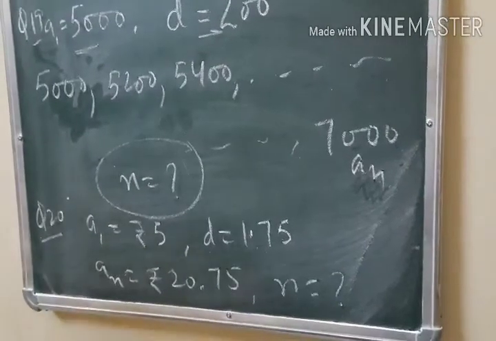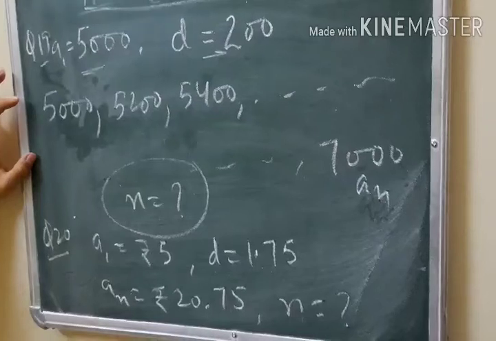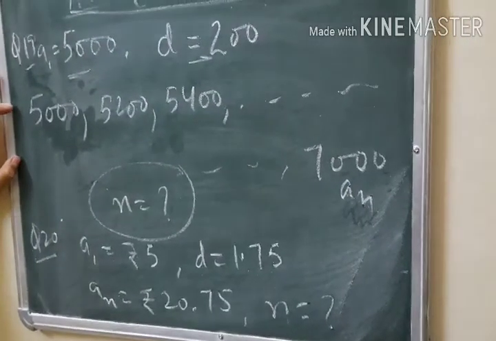So you have to complete the whole exercise, that is question number 11 to 20 and example number 7 to 10. All I have told.